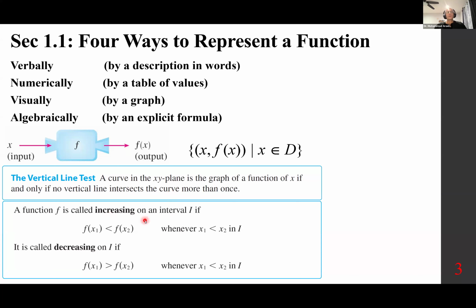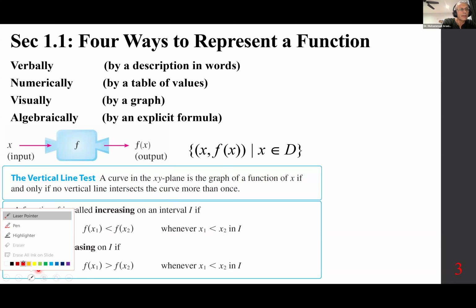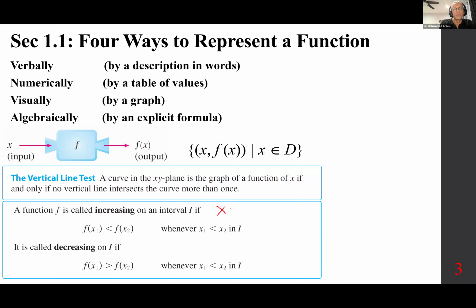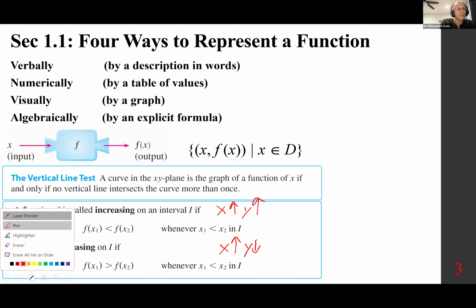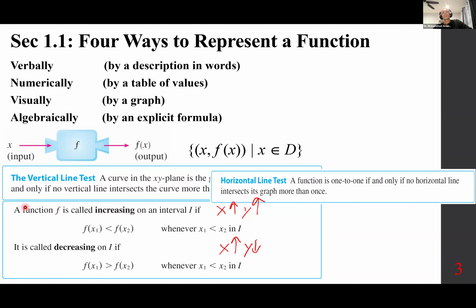A function is called increasing on an interval if f of x sub 1 is less than f of x sub 2 whenever x sub 1 is less than x sub 2. And it's decreasing if f of x sub 1 is larger than f of x sub 2 whenever x sub 1 is less than x sub 2. In other words, in the case of increasing, when x increases, so does y. In the case of decreasing, when x increases, y decreases. That's a simple way of approaching it.